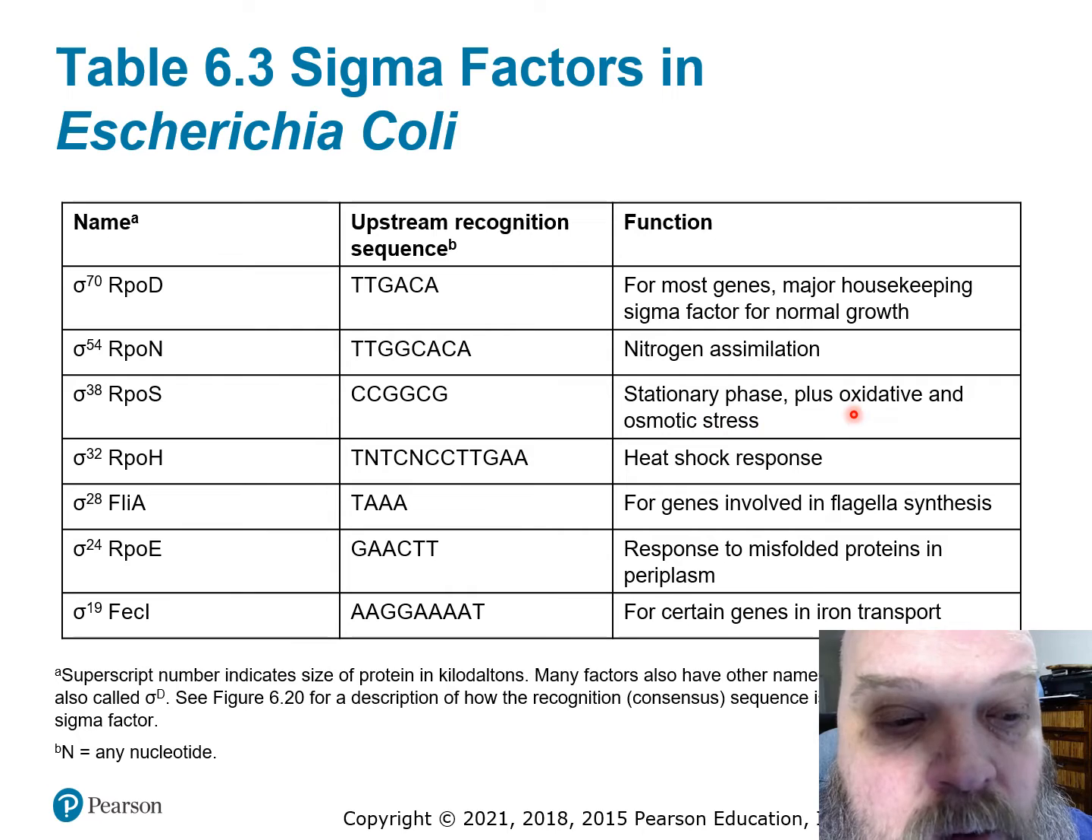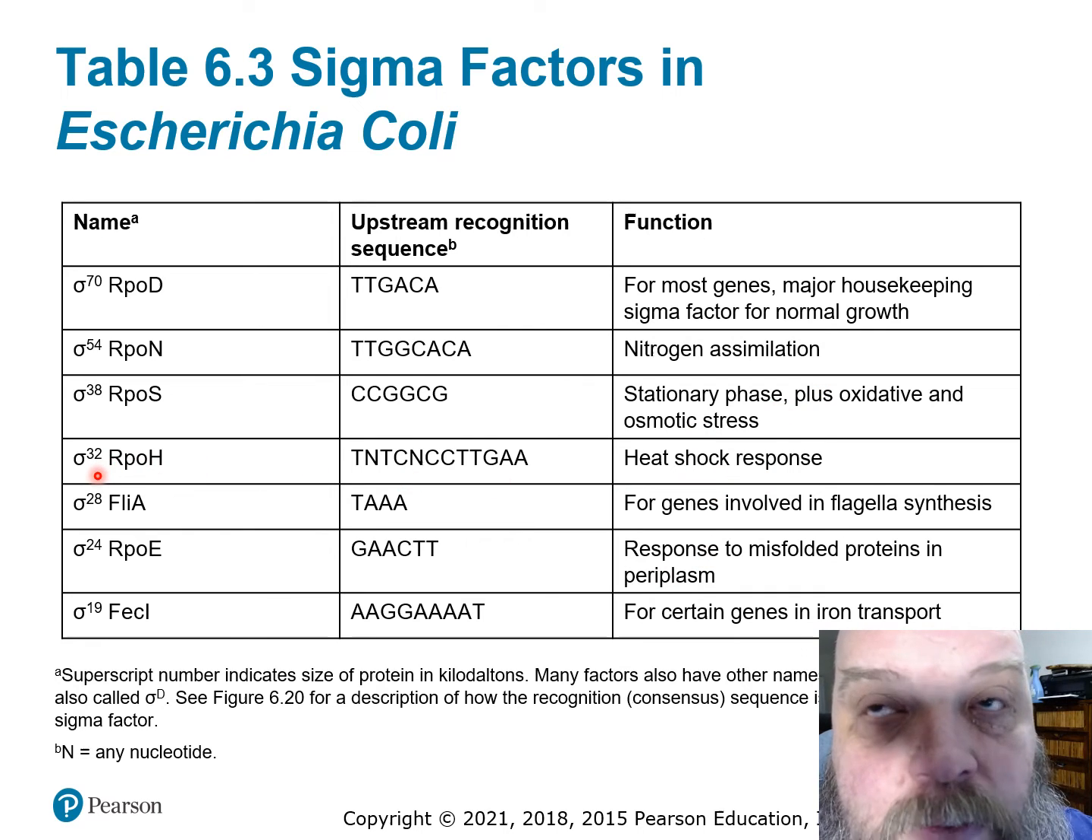Oxidative and osmotic stress, you'll see RPOS, also known as sigma factor, sigma 38, kick in, goes and binds the promoter region, this sequence, and initiates transcription of certain operons and regulons in response to one of these stress events. Heat shock, sigma 32 or RPOH, will go and bind once it gets activated because of a heat shock response.